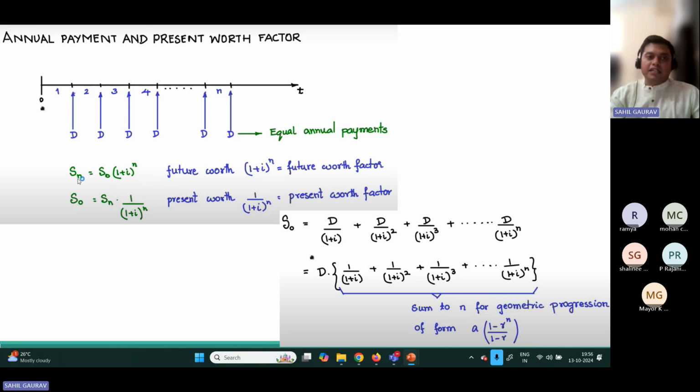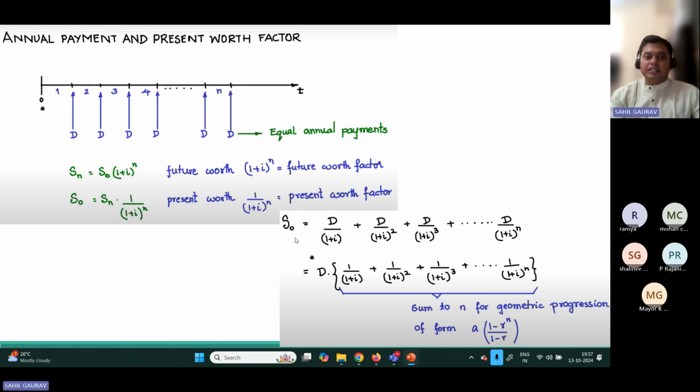The value of the item at the end of n years will be S naught into (1 plus I) to the power n, and the present value of the item will be obtained by dividing by (1 plus I) to the power n. So this is the future worth: you multiply with (1 plus I) to the power n, and that is the future worth factor, while for the present worth factor you divide by this (1 plus I) to the power n.